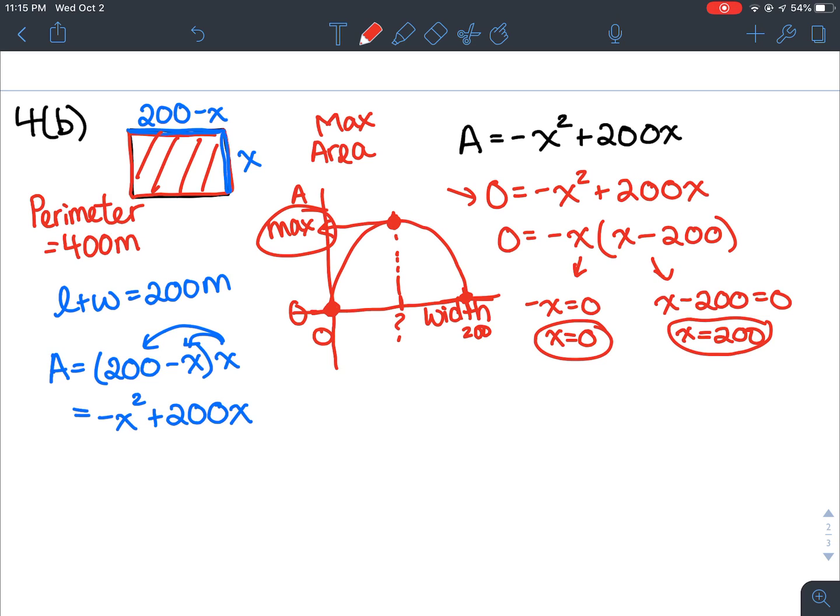Okay. So anyways, we're finding the vertex. So we found 0 and 200. So now we're going to find the midway point, which is going to be 100. So 100 is going to be the location of our vertex. And then if we wanted to know our max area, we could just sub 100 in for x.